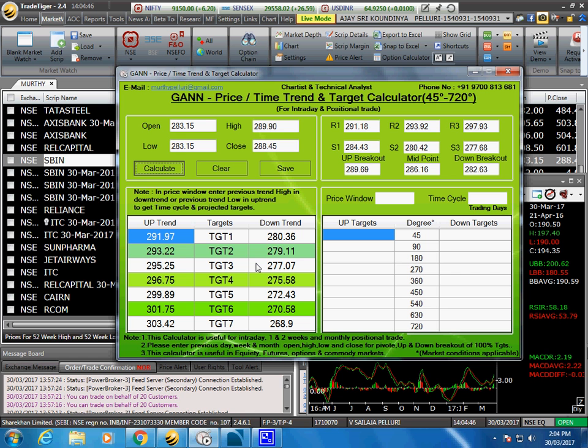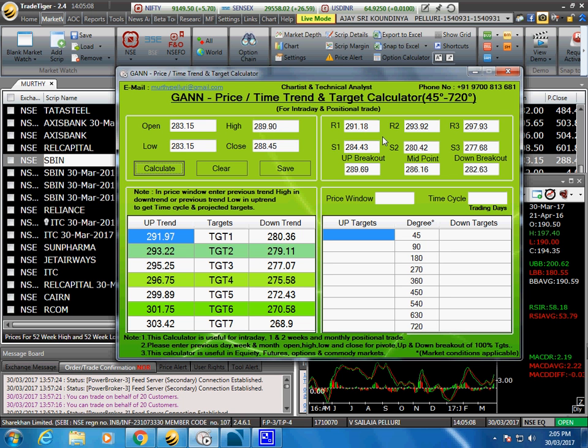What is the maximum target for the month of March, if it goes in the upward direction? And if it goes in the downward direction, we can know the lower level also. We know the midpoint. Once the share is above the midpoint, we can assume that it is on the bullish side, and below this midpoint is the bearish side, and then down breakout, up breakout. This is about the beauty of this particular calculator.